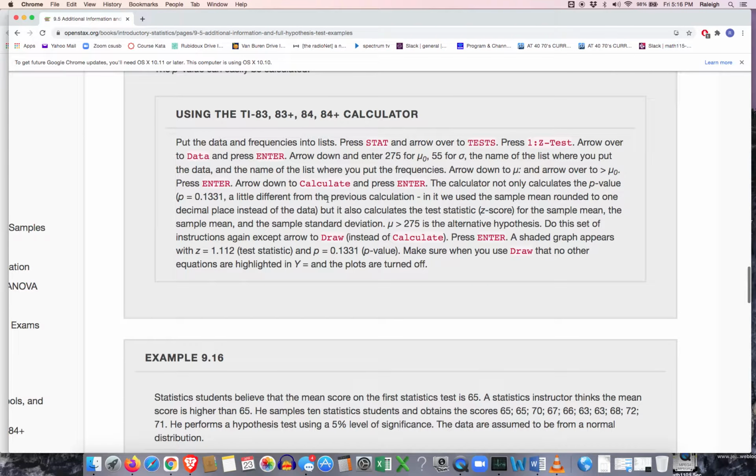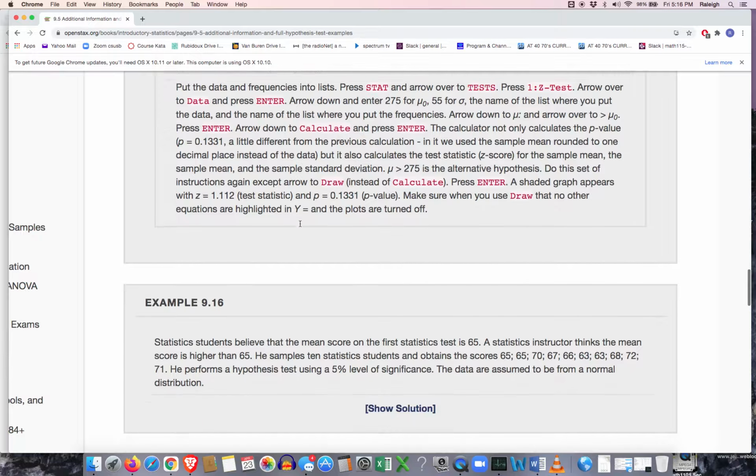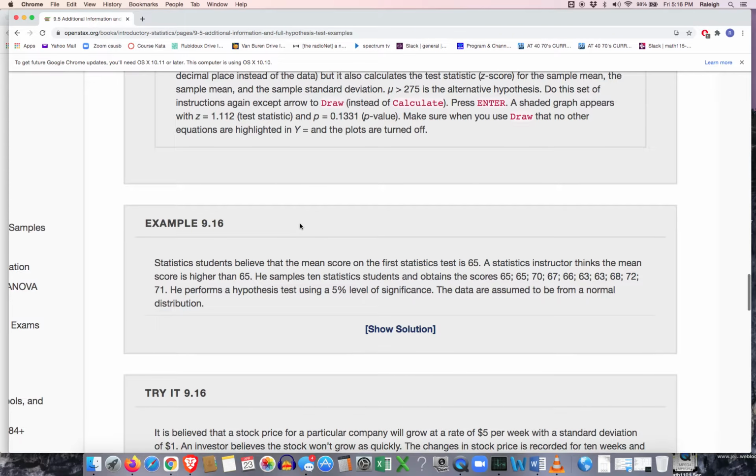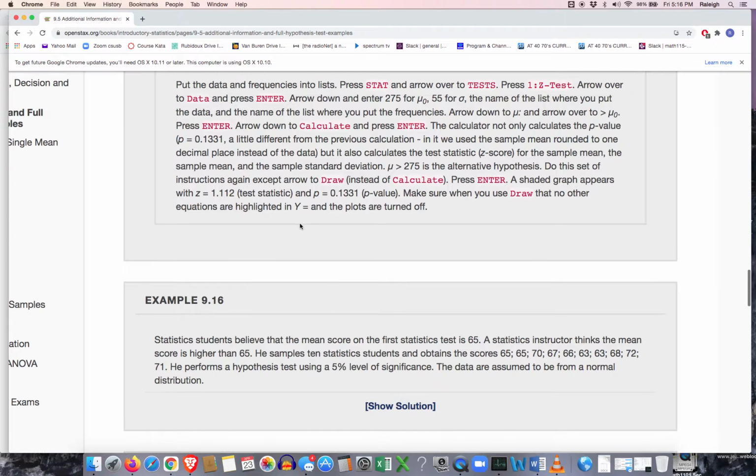They say a little different from the previous calculation, because we use the sample mean rounded to 1 decimal place instead of the data. So that's the problem. Always best to use the raw data when you have it available. Okay, so we would keep H0. In other words, mu is still about 275. It has not changed. It hasn't moved the needle enough.